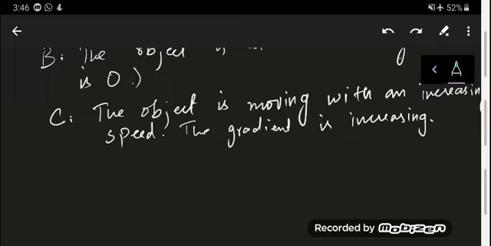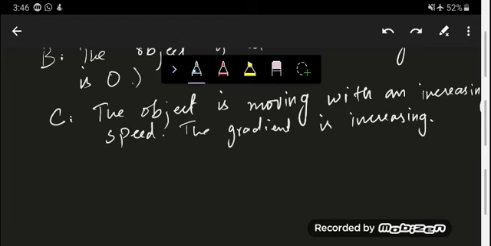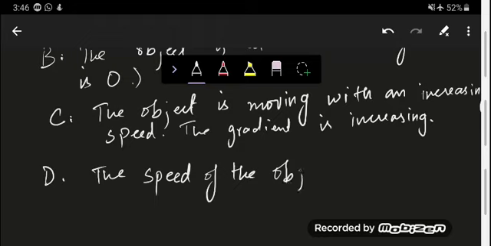So at part D, the gradient, the speed of the object is decreasing. It is not negative, remember that. The speed of the object is decreasing, right?